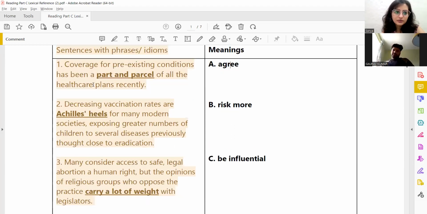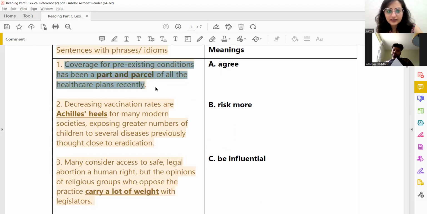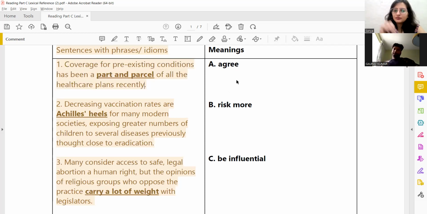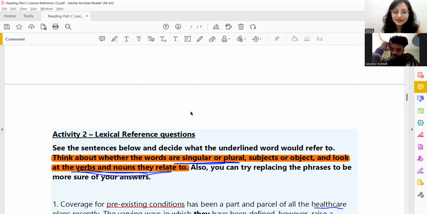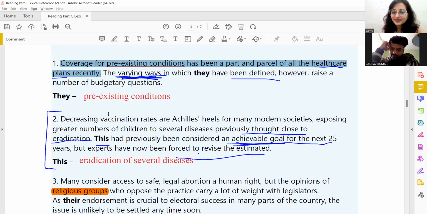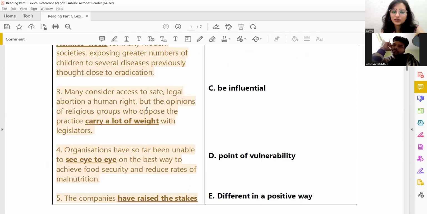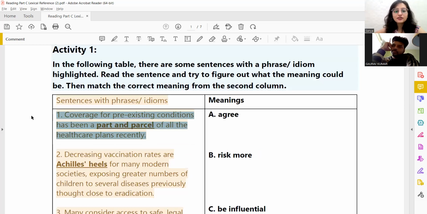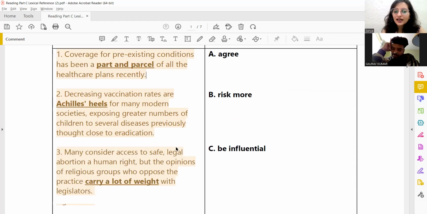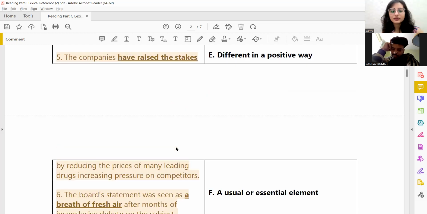On the first column, you can see that there are some sentences written, and in the second column, there are some meanings. Now you have one advantage. In the second activity, we have already seen the first ones. So if you want to understand the meaning of the highlighted phrases, you can even look at the second sentence from below. Like the first one, if you remember, we did this already: coverage for pre-existing conditions has been a part and parcel of all healthcare plans recently. Can you look at the meanings and tell me what it could mean from the context?